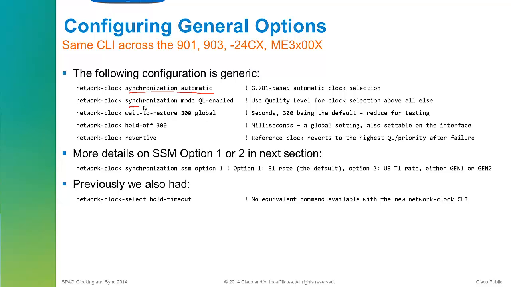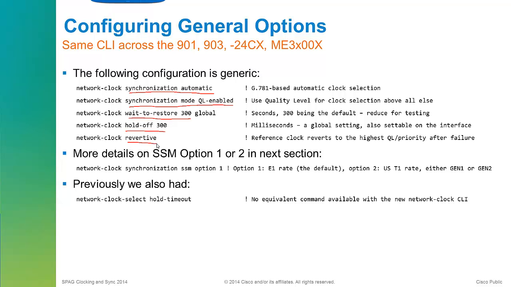And then the second thing we're going to define is that we need QL enabled mode. As we just saw, again, probably a good thing. You want to take the best clock that you have available. And then the wait to restore timer, generally the default is 300 seconds. And then there's a hold off timer, which we said is that for the small intermittent blips in your input signal, how long you wait before you hold on to that before you actually go back to another signal.